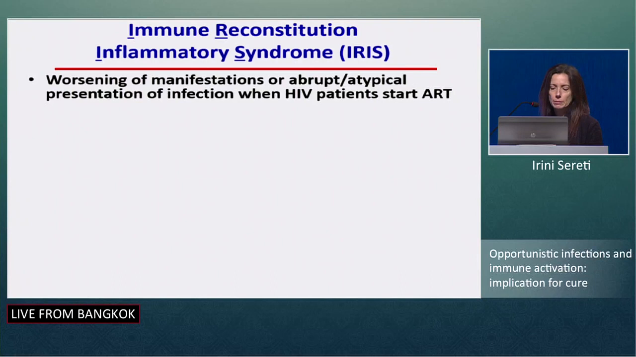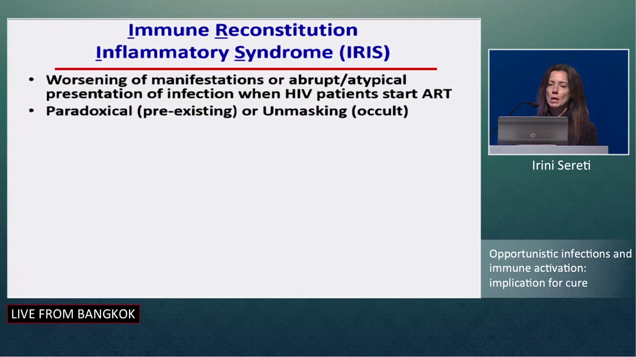So what do we mean by immune reconstitution inflammatory syndrome? Unfortunately, it's still pretty much a syndromic definition. So it takes a lot of wording and a lot of seeing and a lot of believing sometimes. What we're seeing is a worsening of the manifestations, and I say manifestations and not of the actual disease, or an abrupt atypical presentation of an infection. Sometimes it could be a malignancy, particularly Kaposi sarcoma, when HIV patients start antiretroviral therapy. It comes in two flavors. We call it paradoxical, where the infection or the tumor was known.